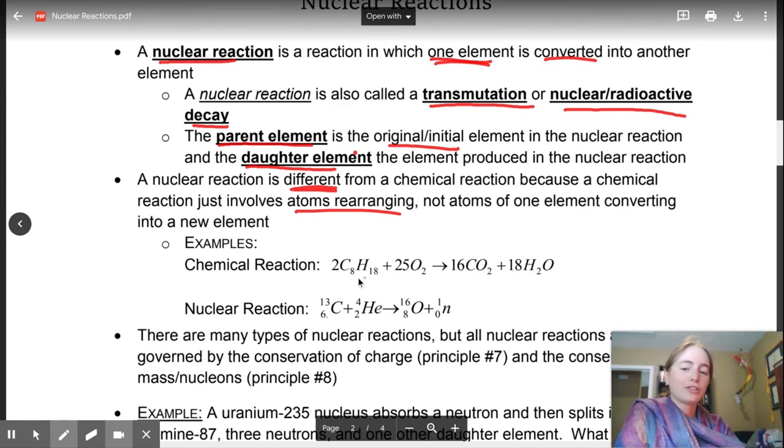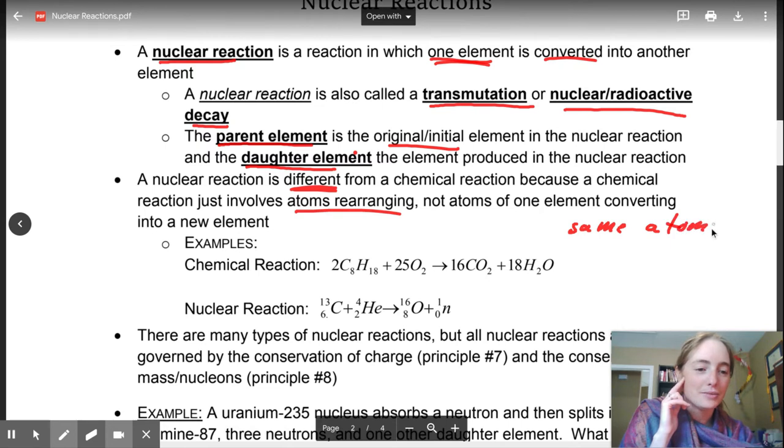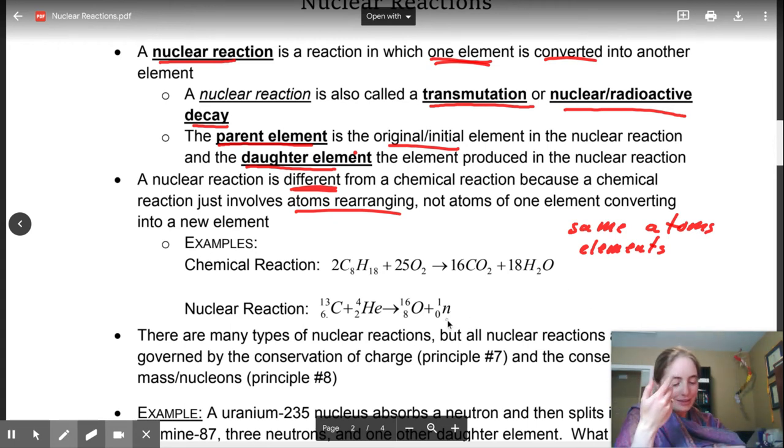Notice, we got carbon here, and hey, look, there's carbon here. We got 16 carbons here, we got 16 carbons here. So this is absolutely a chemical reaction. We've got the same atoms, the same elements on both sides. They're just rearranged. There's even the same number of them.